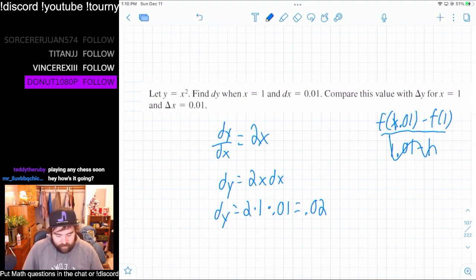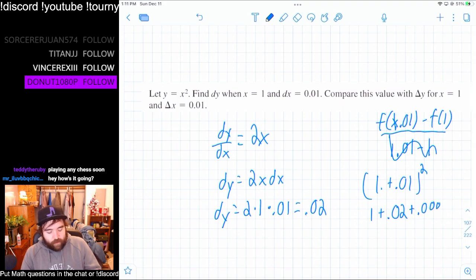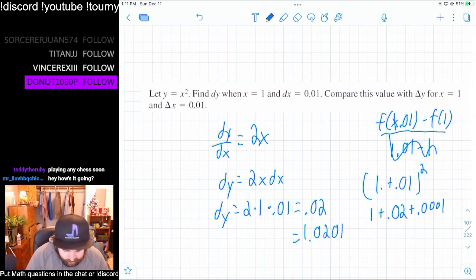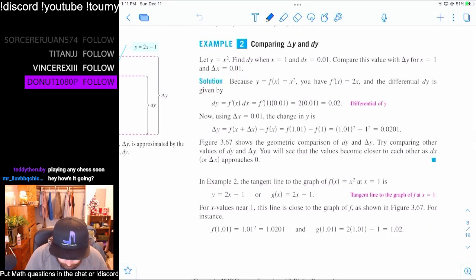And I guess what they want to say is that the difference is going to approach 0 as those things get closer together, which makes sense. It's not going to be 0.02, but it would make sense that it's pretty close to it. So what is 1.01 squared? 1 plus 0.01 squared is 1 plus 1 times 0.01 times 2 plus 0.0001. So 1.0201. That's not what they said it was in the book, was it? Oh, yeah, it is. Right.